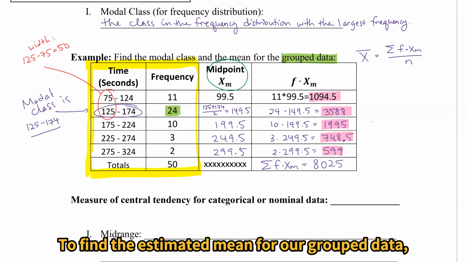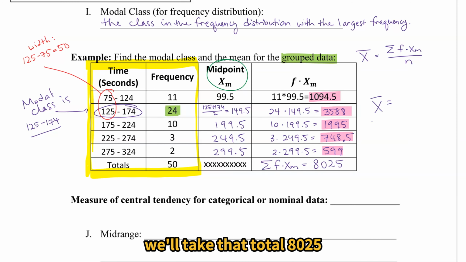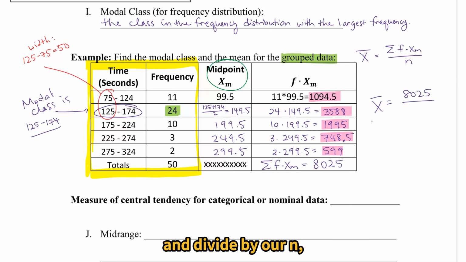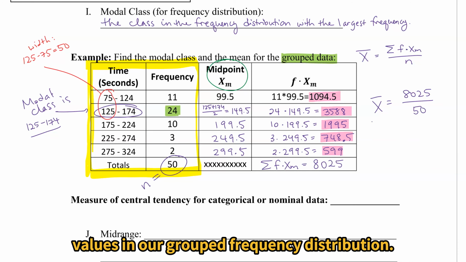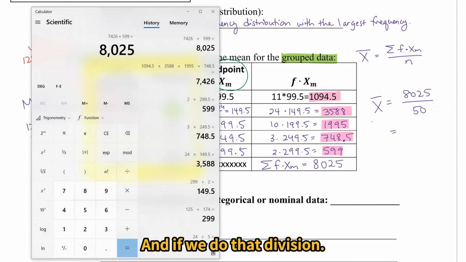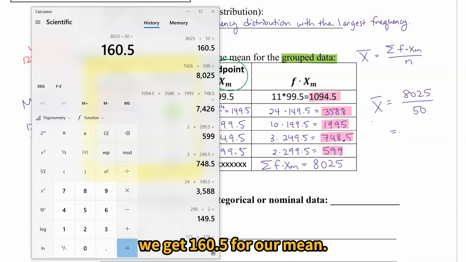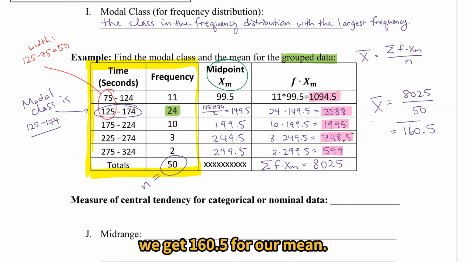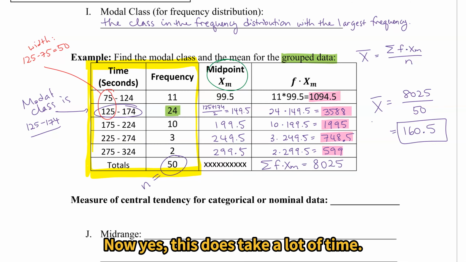To find the estimated mean for our grouped data, we'll take that total, 8025, and divide by our n, which in this case is 50, because we had 50 values in our grouped frequency distribution. And if we do that division, we get 160.5 for our mean.